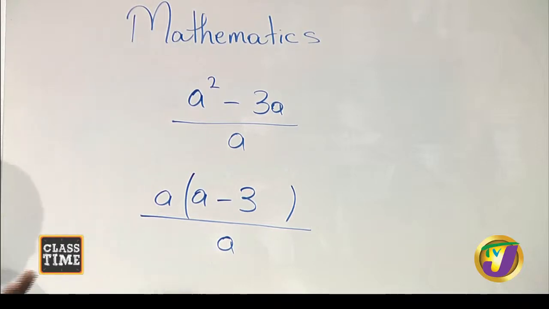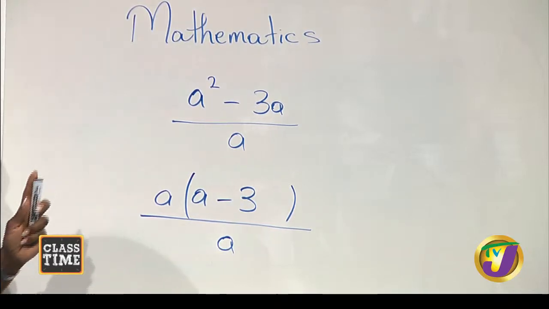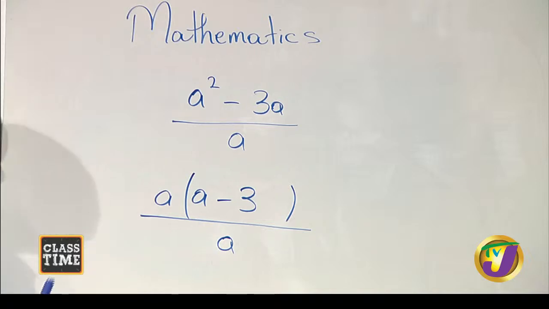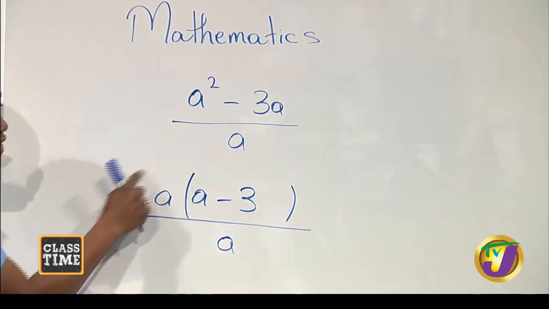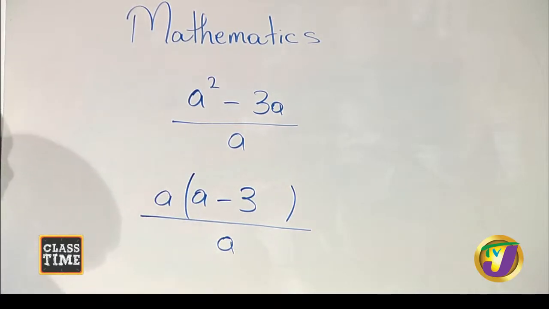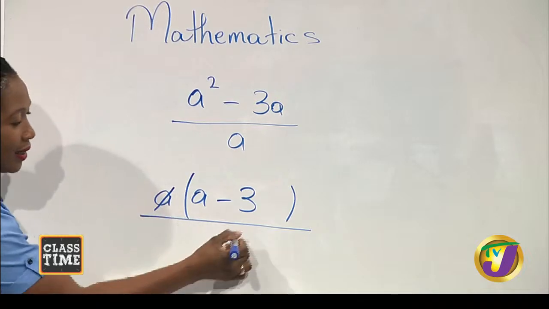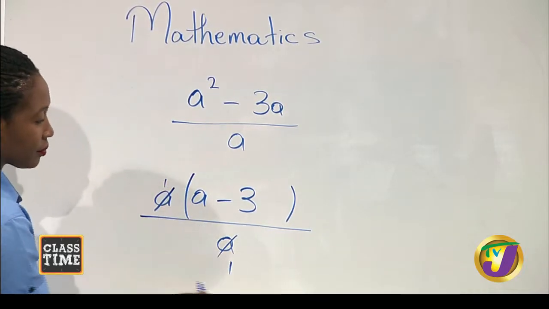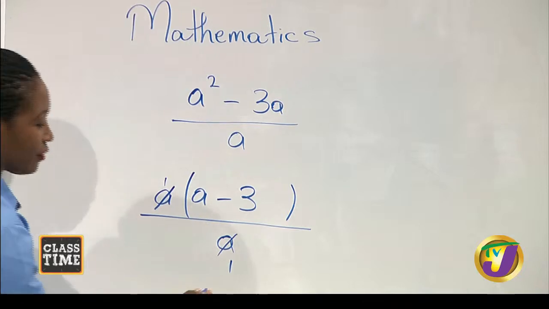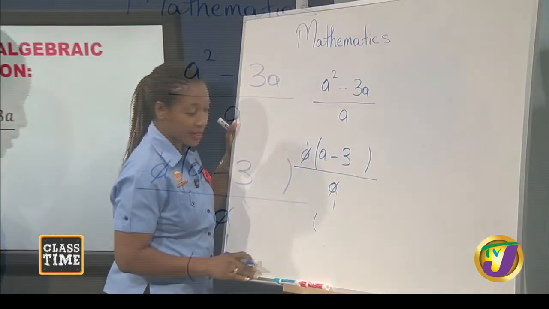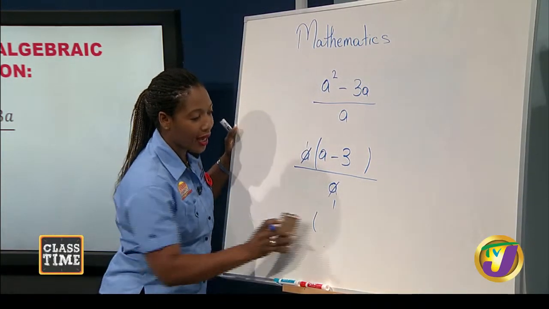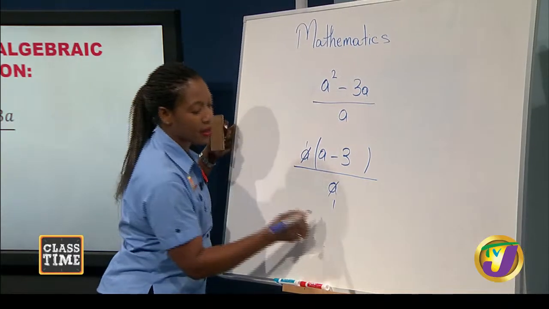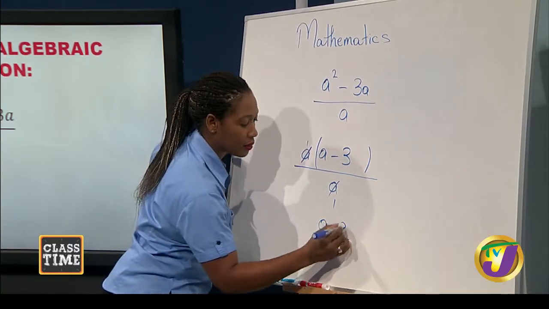Can I still simplify, Camille? No, I don't think so. Of course we can. You're sure? Yes, we have something common in the numerator and in the denominator. So yes, I can factor out a again. If I factor out a here, what do I have left? I don't even need that bracket anymore. So all I have left is a subtract 3.